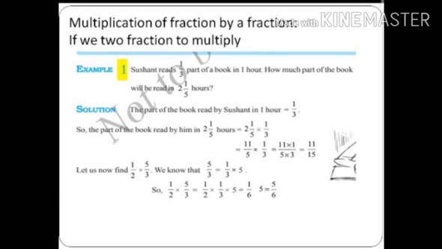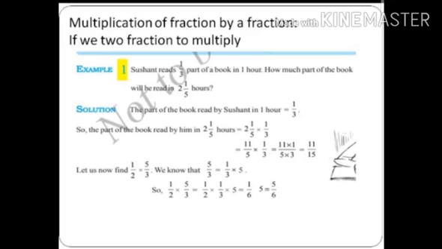Now, just look at 11 into 1 and 5 into 3. The numerators are multiplied with the numerators and the denominators are multiplied with the denominators. When we have unlike fractions, we need not worry about converting them into like fractions. Here we can do direct multiplication. So the answer you will get is 11/15.